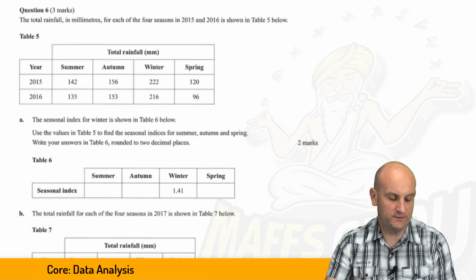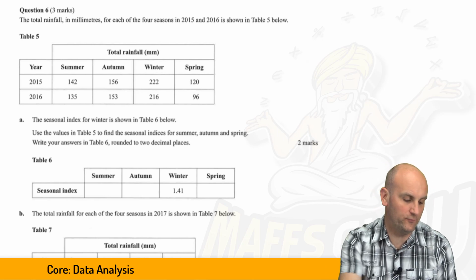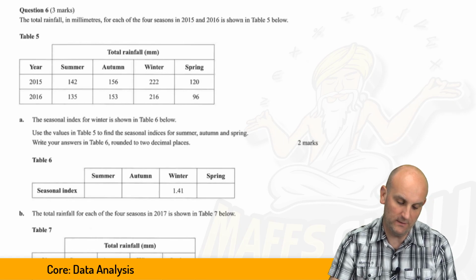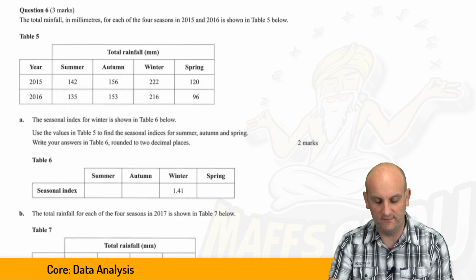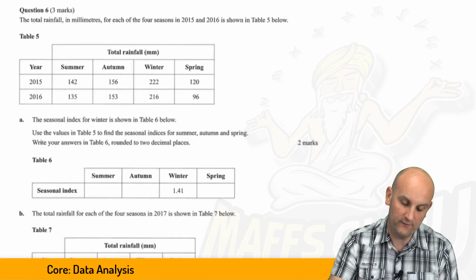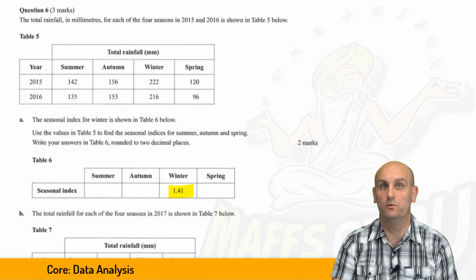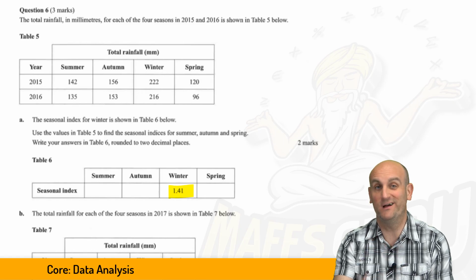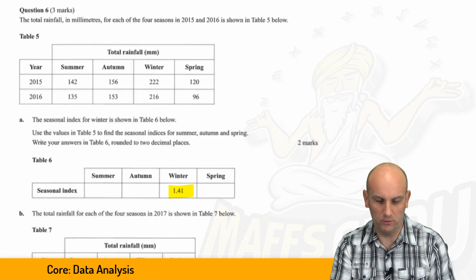Oh, we're loving this question on seasonal data. The total rainfall in millimeters is given by that table, and it basically goes on and says, can you fill in the seasonal indices for summer, autumn, winter, and spring? Now, I really like the fact they give me a value here of 1.41, because that means I've got something to try, and if I can't get that with the data they've given me, then obviously I'm not really sure what I'm doing.